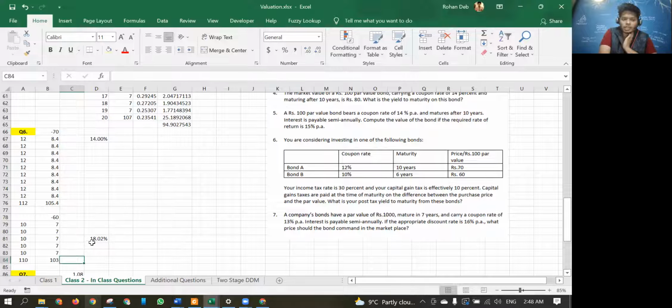Now you put the IRR formula over here, which is equal to IRR. Then select everything and give a rough estimate of what you think the rate is, and then press enter, you will get this 18%.